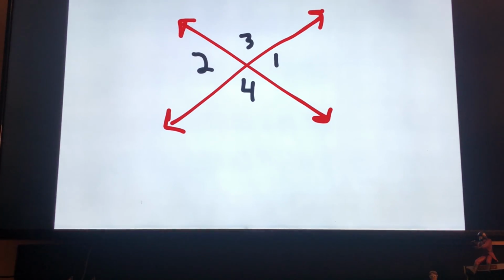So the measure of angle 1, it just told us, was what? 55. And that's talking about this little angle right here. We'll say 55. Find the measure of angle 2.